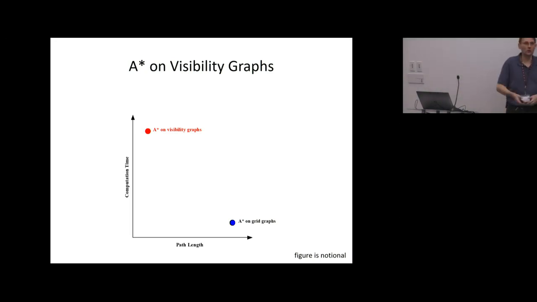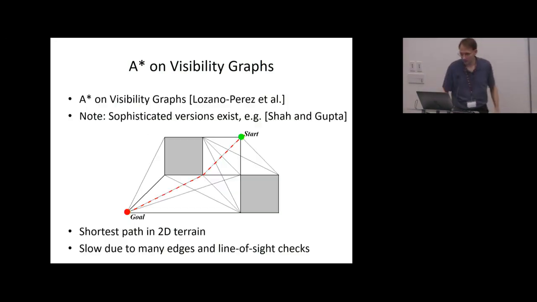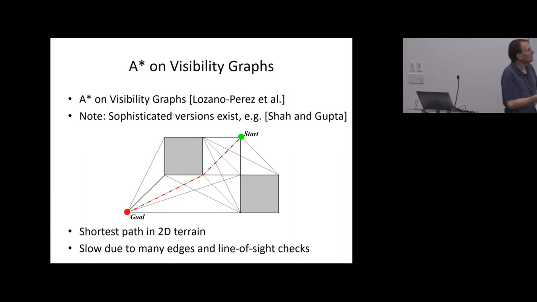Technique one that you have learned is to use a visibility graph. It's pretty straightforward. As we've learned, a visibility graph in this case will find the shortest path in two dimensions. It's no longer true for three dimensions, but in two, it will find the shortest path. But the problem here is that once you have identified all of the vertices of the visibility graph, the convex corners, at the start and the goal, you need to connect any pair of vertices. And so for that, you need to check whether the straight line between them goes through an obstacle or not.